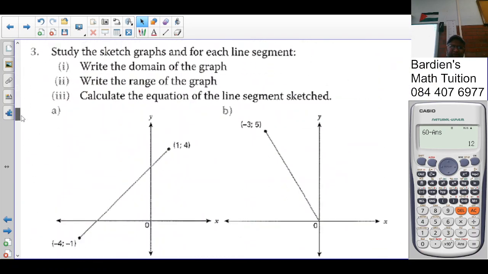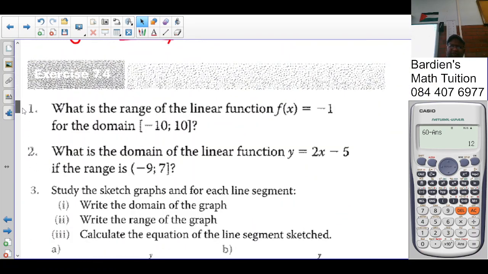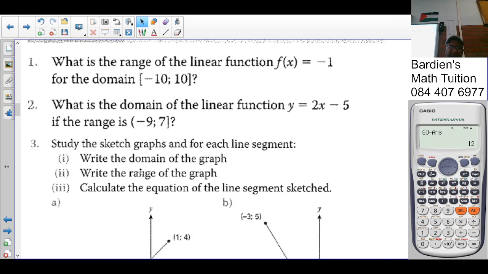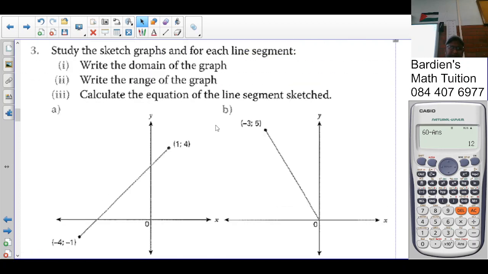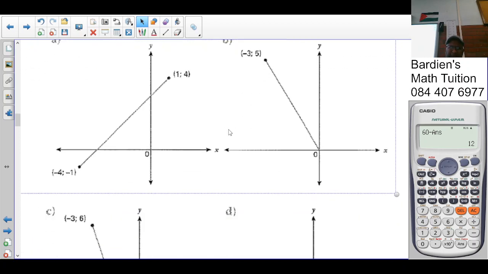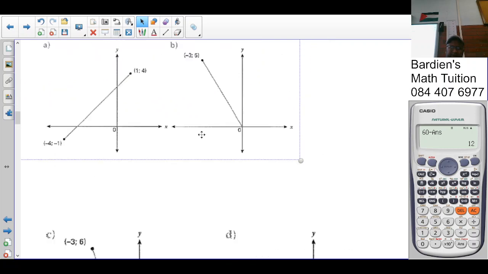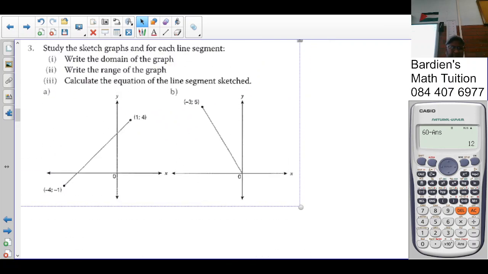You did 7.3. So your homework was exercise 7.4. Any problems here? Number 1. Number 2? Number 3? Yes, problem. Okay, let's go to number 3.